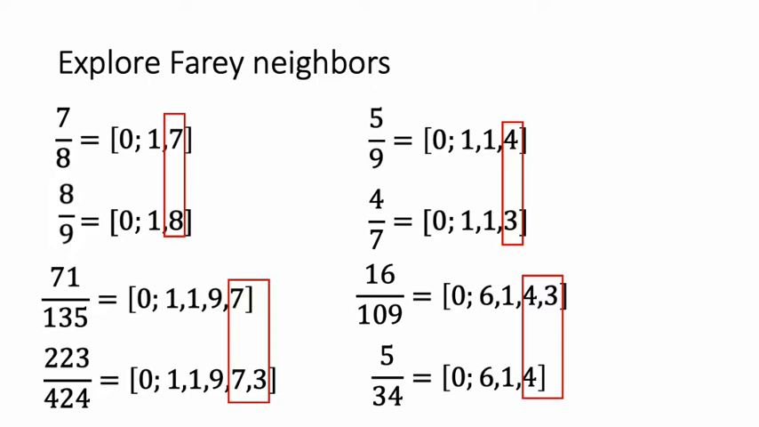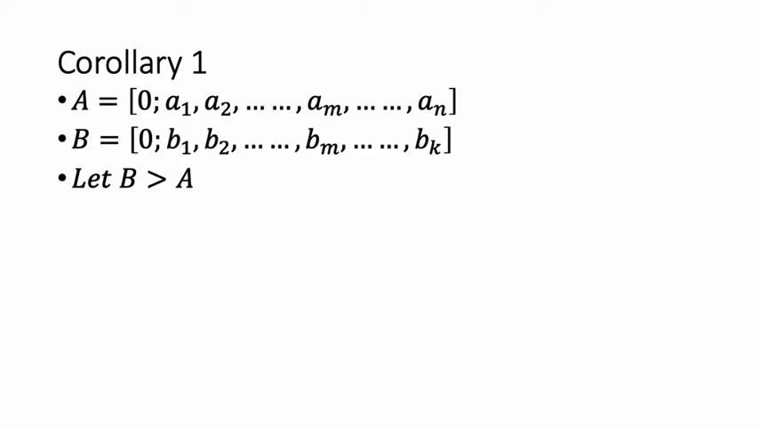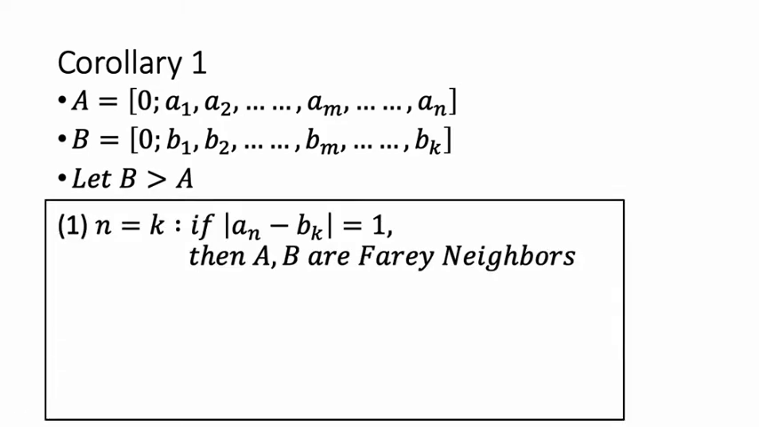So let's get to our first corollary of today, corollary 1. If we express these two fractions a and b in these two forms, and let b be bigger than a, how will we identify Farey neighbors? Well, firstly, if n equals k, that means a and b have the same number of items in their CF. If the absolute value of an minus bk equals 0, then a and b are Farey neighbors.